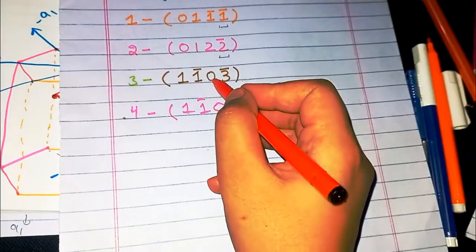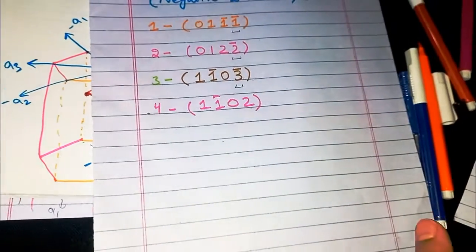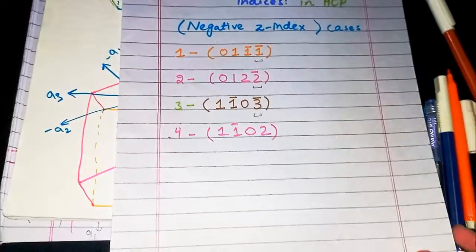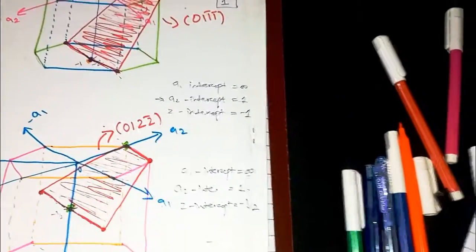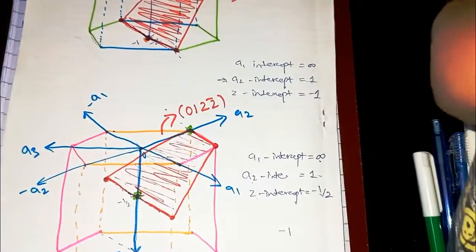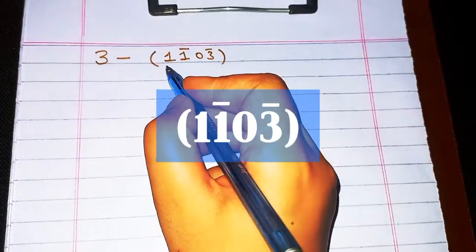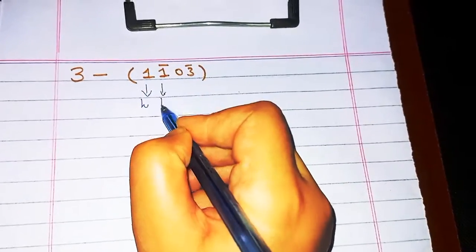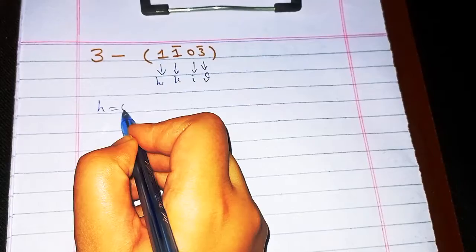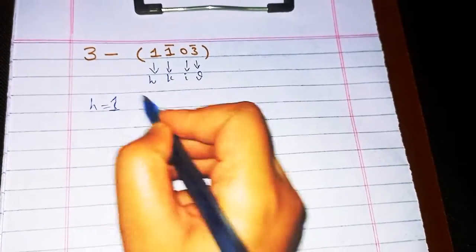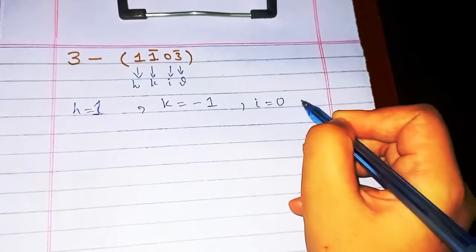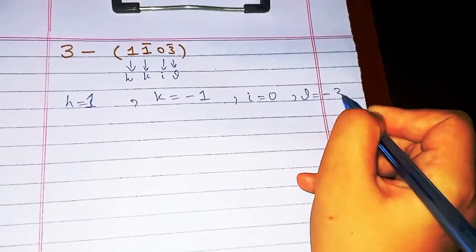We can see that we have 0 in here, so the A3 intercept will be infinity here, and we'll see the difference. A slight difference in method, like we have an additional intercept to take into account. Let's do that. This is the third plane, and this is H, this is K, this is I, and the last one is L. Let's write them down. H equals 1, K equals -1, I equals 0, and L equals -3.